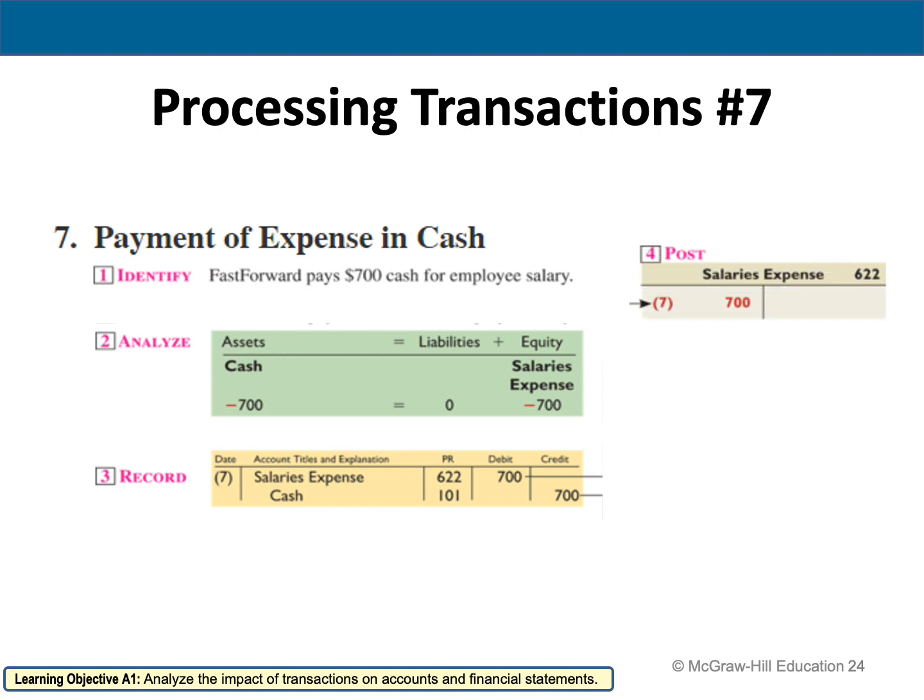So the fourth step, which is what we call the posting, again, I'm going to draw a T account for salaries expense, and I'm going to record the 700 on the debit side. Why on the debit side? Because my expenses are increasing. And I'm also going to draw the T account for the cash, and I'm going to put the 700 on the credit side. Why on the credit side? Because the cash is decreasing, because the company is paying the cash.